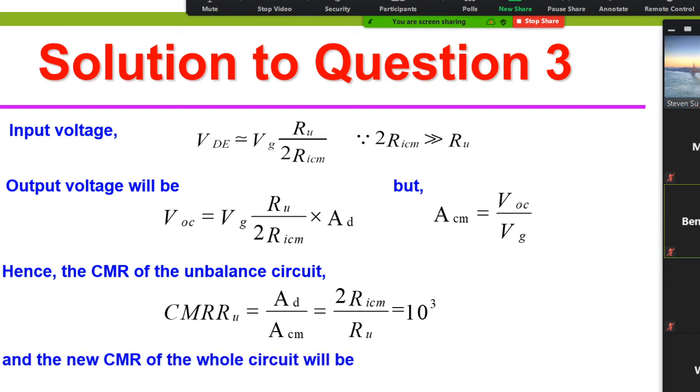For example, if there is an instrumentation amplifier, normally your CMRR is AD divided by AC, the differential mode gain divided by the common mode gain. Actually, if you do not match very well, even your common mode input will generate a differential mode output. That means, for example, the resistance in the two ports is imbalanced here. I will show you using Multisim what happens if you have an unbalanced structure.